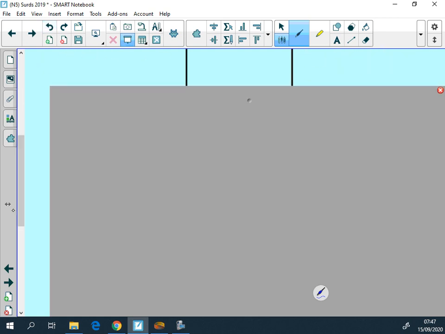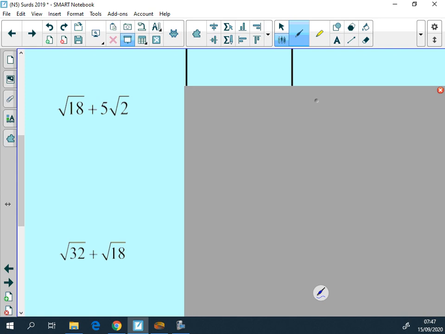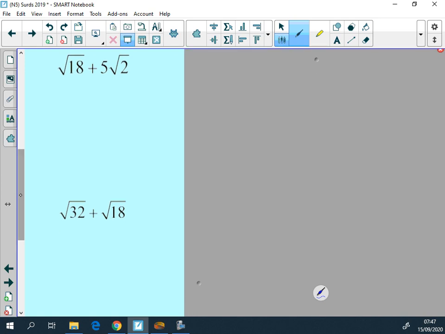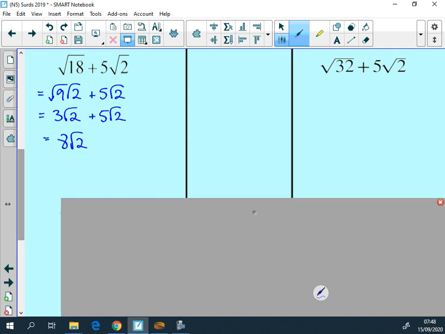Right, let's try and combine a bit of simplifying with this. Now, 5 root 2 is fully simplified. I cannot simplify the square root of 2. However, root 18 isn't. What I can say is, well, root 18 is root 9 root 2, and I'm adding 5 lots of root 2. Now, the square root of 9 is 3, so 3 lots of root 2, add 5 lots of root 2. And if I've got 3 lots of root 2, add 5 lots of root 2, I'm going to have 8 lots of root 2. Can you try the one on the right-hand side?